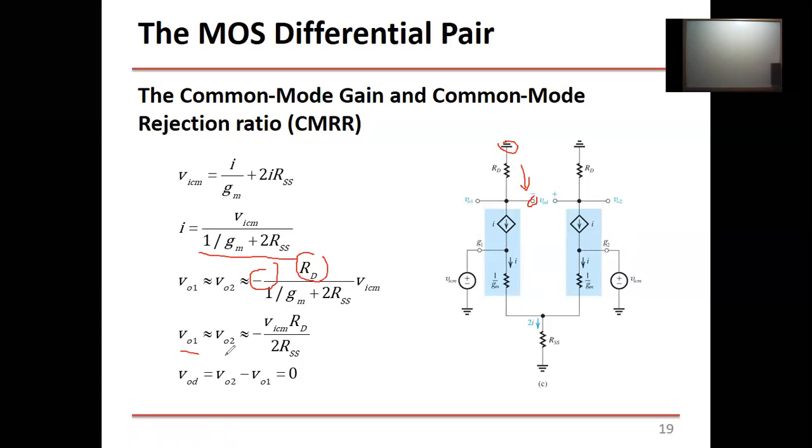So now V output 1 is the same as V output 2, and if you simplify this, you will find that 2 RSS is dominant, so it's much bigger than 1 over gm. So you can cancel this term, and you end up with RD over 2 RSS times VICM, V input common mode. Now, if V output 1 is the same as V output 2, then the V output differential responding to this common mode signal is 0.